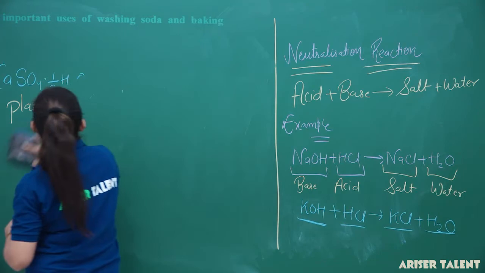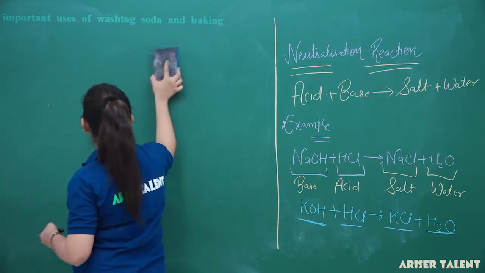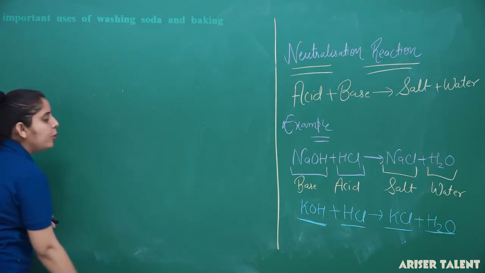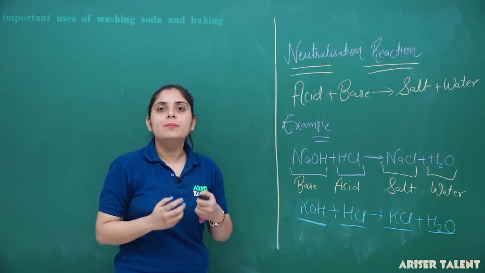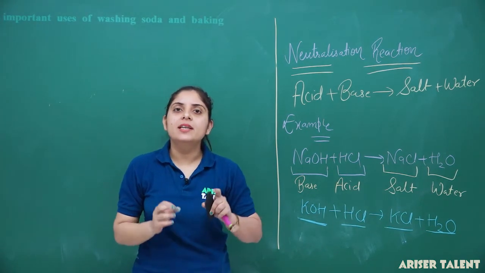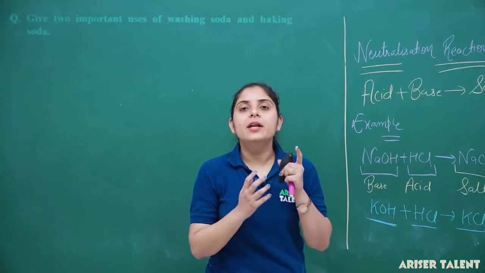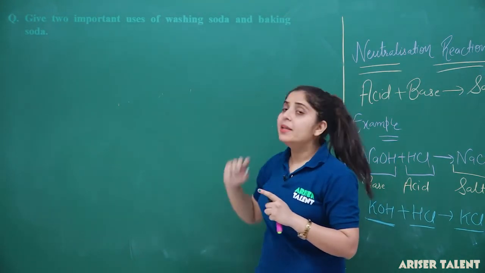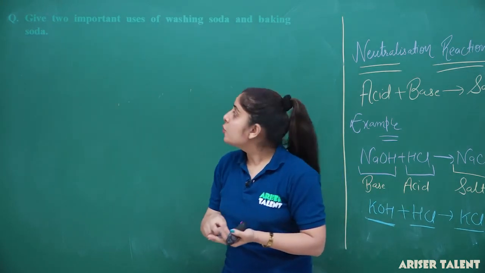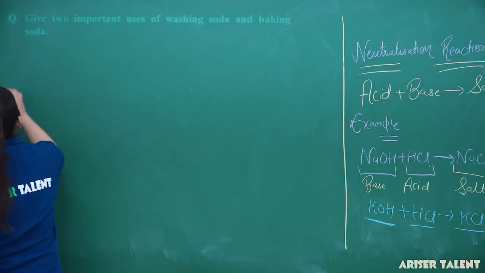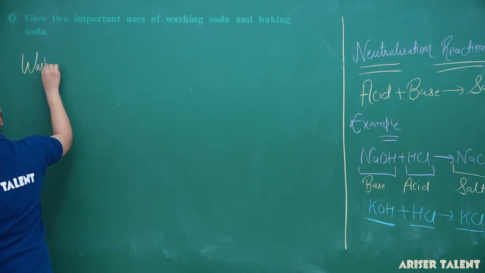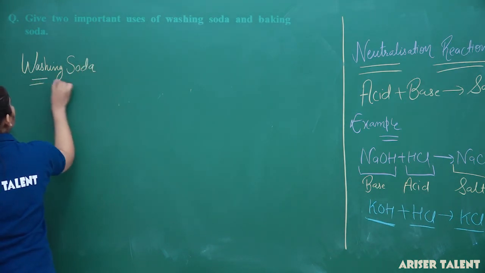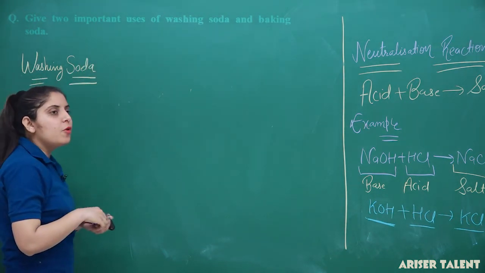Give two important uses of washing soda and baking soda. As I have already told you, commercial salts are of very much importance, because one very important question from your exam point of view is about their common name, chemical formula and chemical name, and another is the uses of some of the commercial salts. So we are provided with two salts. First one is washing soda. Firstly, we are writing the uses of washing soda.